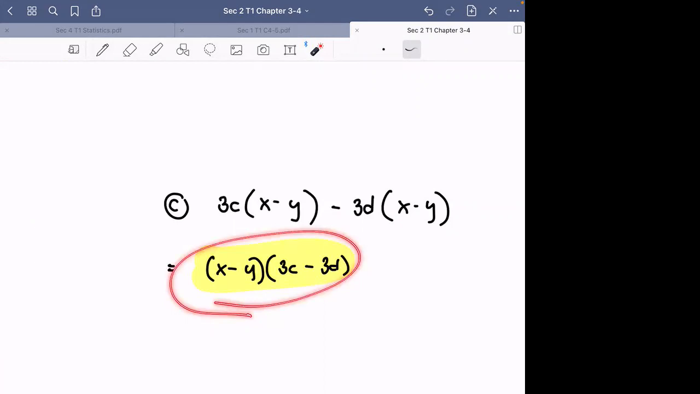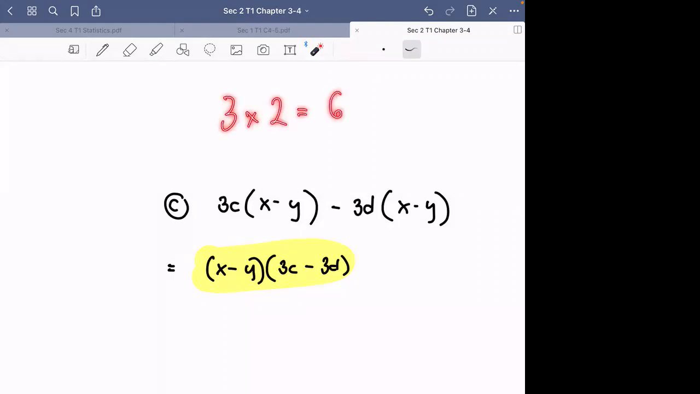So even if I put 3c minus 3d in the front, it's still the same answer, right? Yes, of course. It's still multiplication. Okay then. It's like having 3 times 2 is equal to 6, and then also it's the same as 2 times 3, right? So it's still 6. So the same concept applies here.